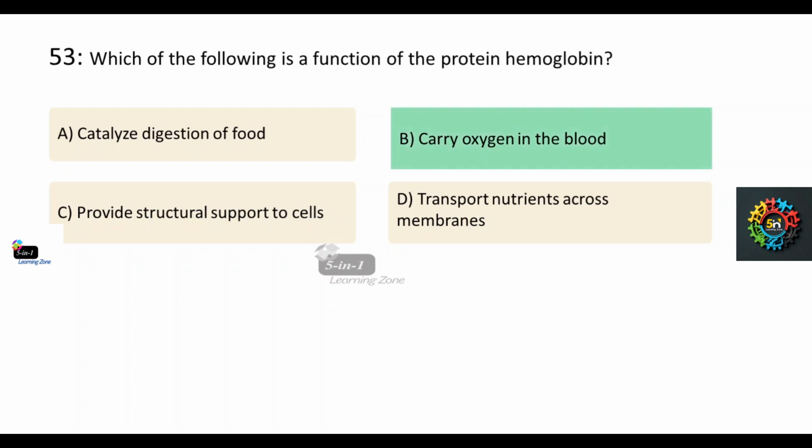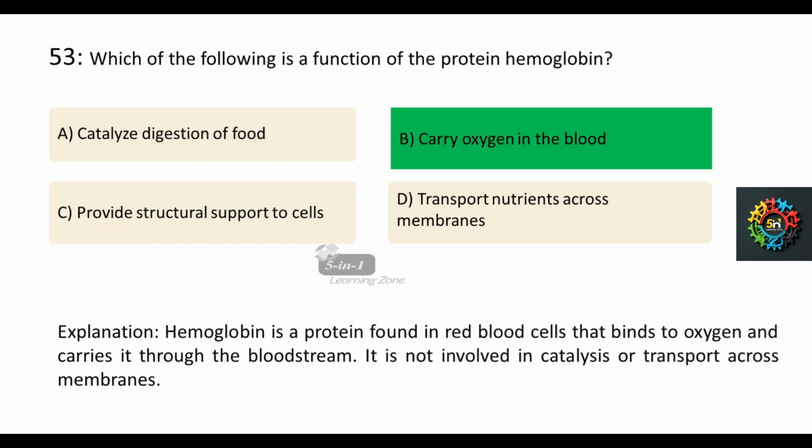53. Which of the following is a function of the protein hemoglobin? Answer: B. Carry oxygen in the blood. Explanation: hemoglobin is a protein found in red blood cells that binds to oxygen and carries it through the bloodstream. It is not involved in catalysis or transport across membranes.